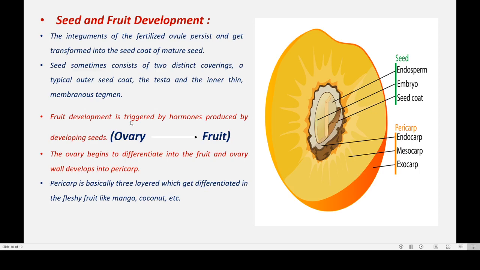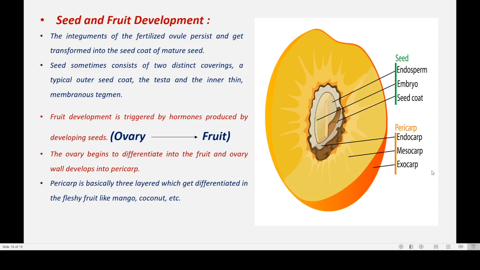Now fruit development is generally triggered by the hormones produced by the developing seeds. That means when the seed is developing, certain hormones get secreted, and because of that the ovary ripens, and because of the ripening of the ovary it develops into the fruit. The ovary begins to differentiate into the fruit, and the ovary wall develops into the pericarp. Pericarp is basically three layered, which gets differentiated in fleshy fruits like mango or coconut.